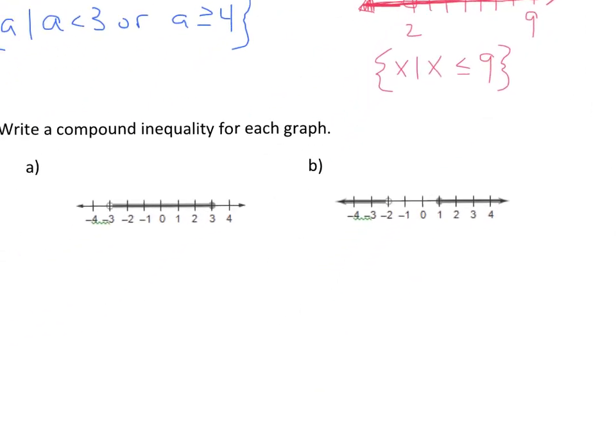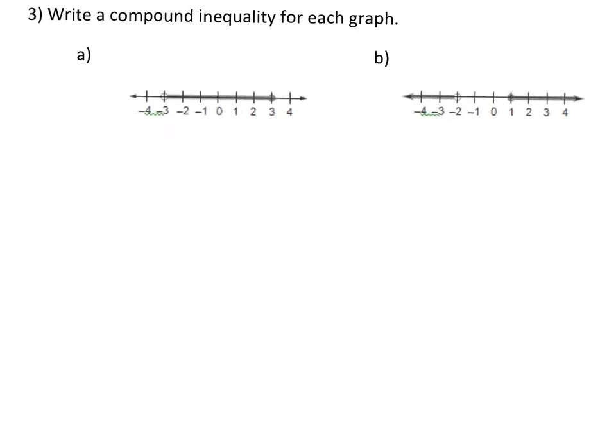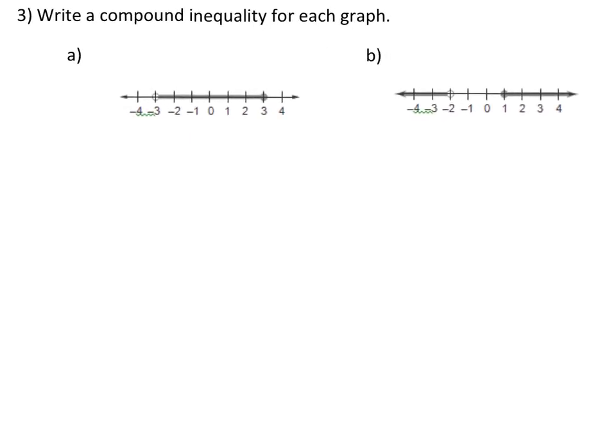All right, and the last thing we're going to look at is when they ask us to write a compound inequality for the graphs. So what you need to determine first is, is it an and or an or? If it looks like it's overlapping, and this does indeed look like it's overlapping, that's going to be an and statement. And if I look over here on this one, you see how we got one going in one direction, one going the other. There's no overlap here in the middle. So that would be an or statement.